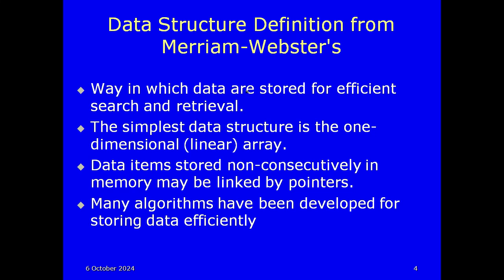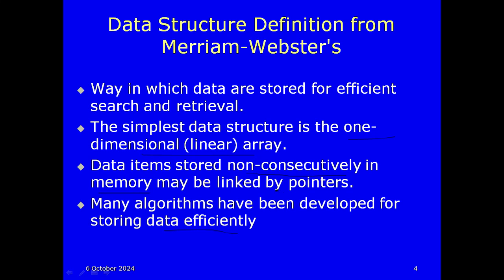Now, the simple definition of data structure, from Merriam-Webster's: the way in which data are stored for efficient search and retrieval. The simplest data structure is the one-dimensional array. The data items stored non-consecutively in memory may be linked by pointers. Many algorithms have been developed for storing data efficiently. So here they pointed out the simplest data structure is the one-dimensional array, and data items stored non-consecutively in memory may be linked by pointers.